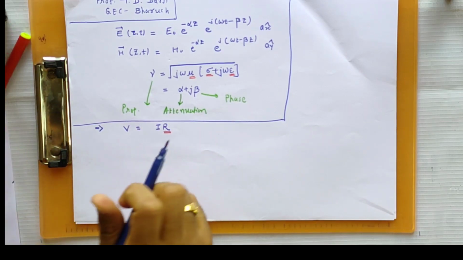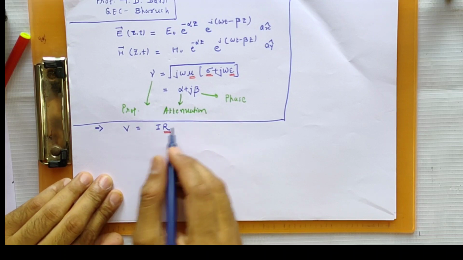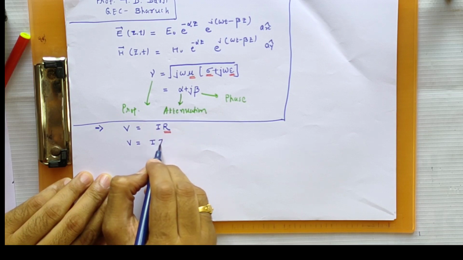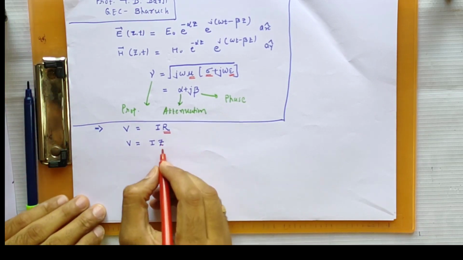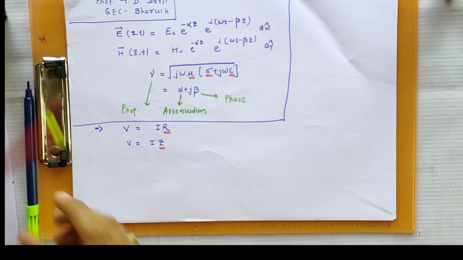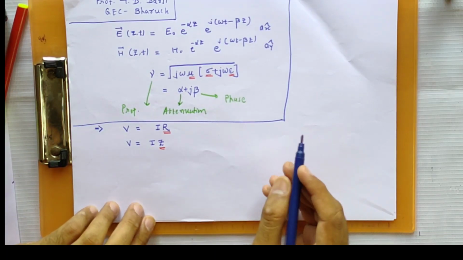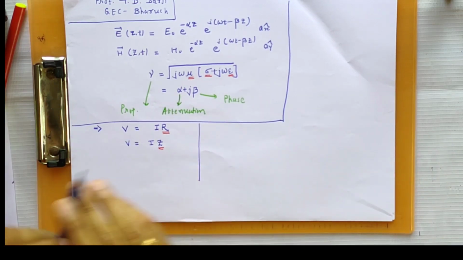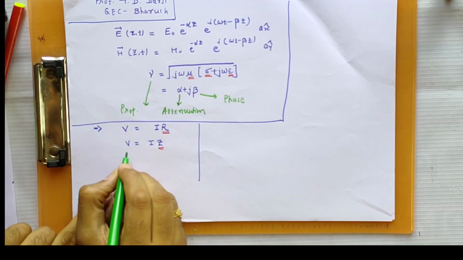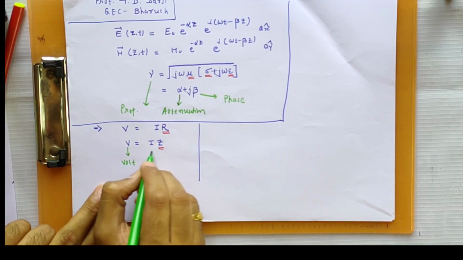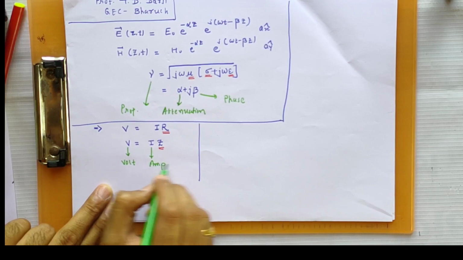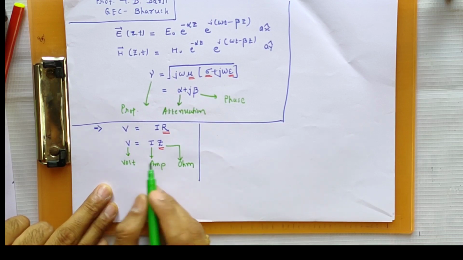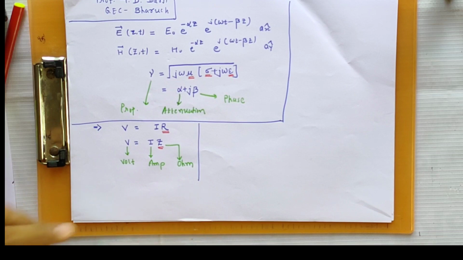But if in any circuit resistors, inductors, and capacitors are present, the overall combination is known as impedance. So in this case we can write V is equal to I into Z, where Z is known as impedance. There is a small relationship between voltage and current, but here we have to relate it to our electromagnetic wave. First of all, what is the unit of V? V is simply volt. What is the unit of I? I is current, which is ampere. And what is the unit of Z? Z is ohm. So in short we can say that volt is equal to ampere into ohm.